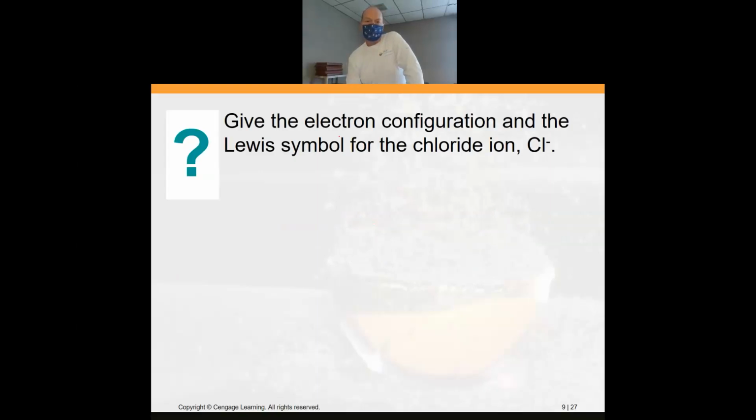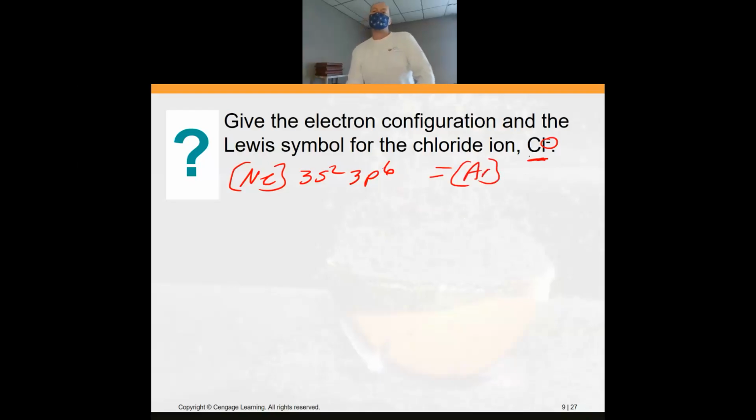Give the electron configuration and the Lewis symbol for the chloride ion. All right, we've already done this. The electron configuration, this is Cl minus, and so that is your neon, and then a 3s2, and then a 3p. It would be 5, but it has an extra electron, so that is then a 3p6. That is the same electron configuration as argon. Chlorine is element number 17, so that is always going to be 17 protons.